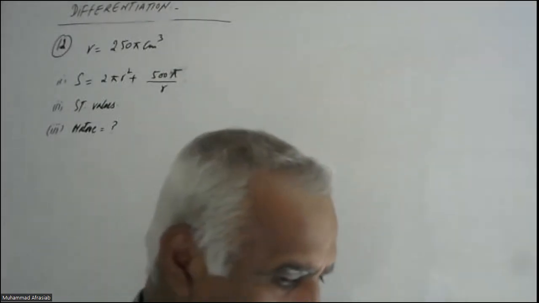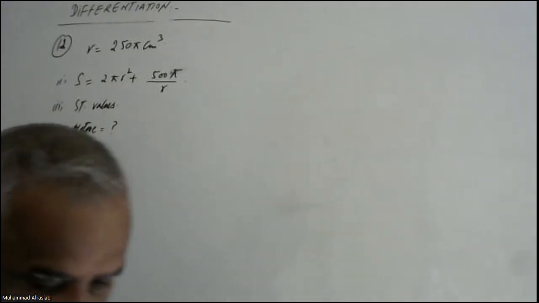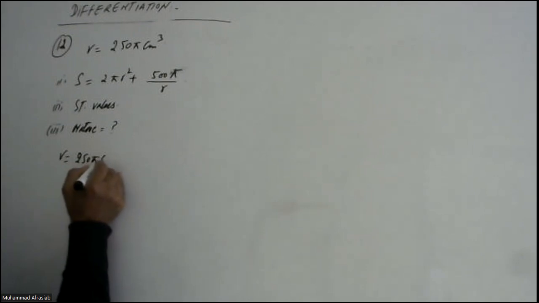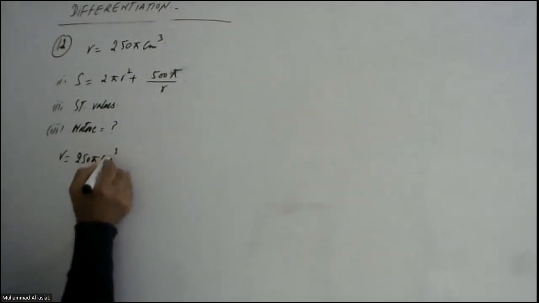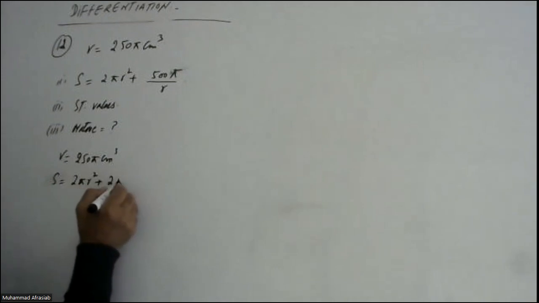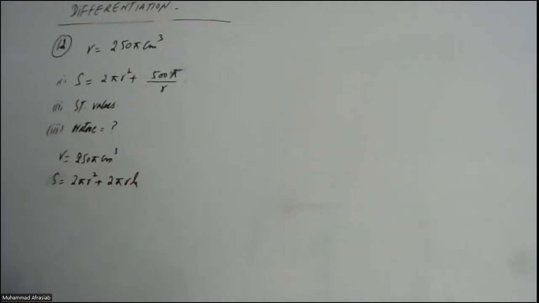It is the volume of a solid cylinder. So whenever it is a solid cylinder, that means the volume of this will be equal to 250 pi centimeter cube. And the surface area, which is denoted by S here, is equal to 2 pi r square plus 2 pi r h.